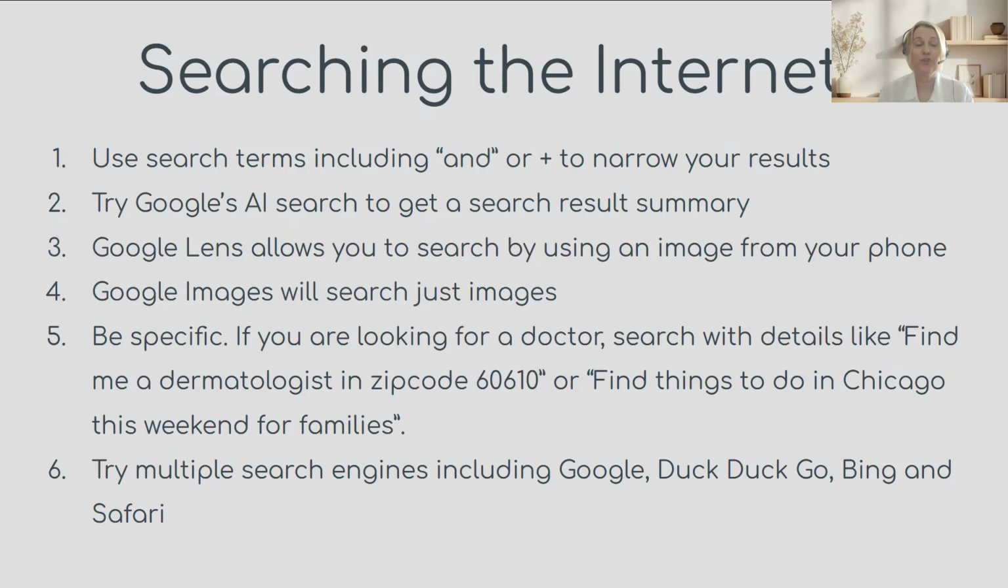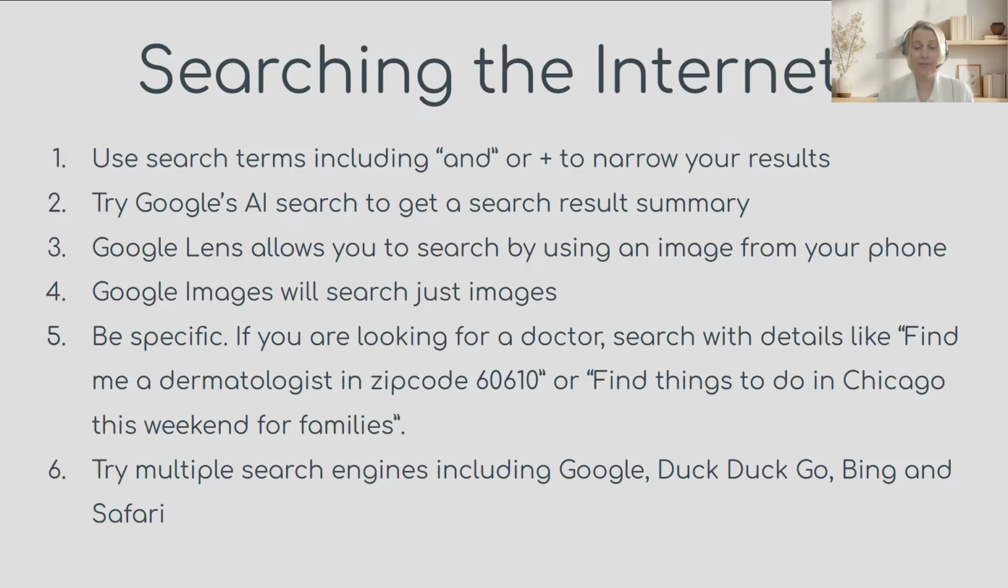Number 2, you can try Google's AI search to get a search result summary. Now, this is incredibly useful if you don't want to scroll through many, many search results that Google will provide for you, and instead, at the top of the search result page, AI will give you a summary of the search results for whatever it is that you searched for on Google.